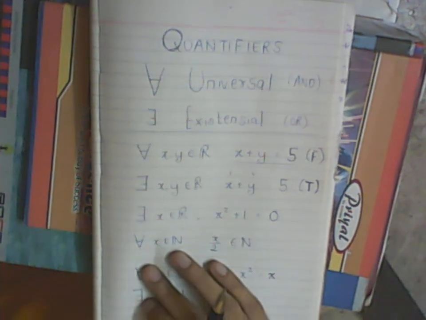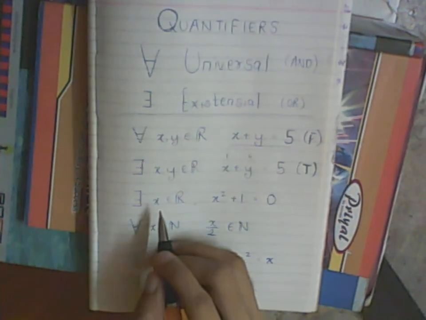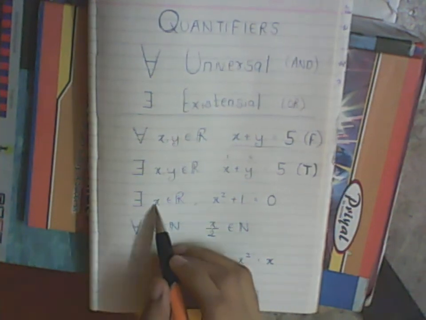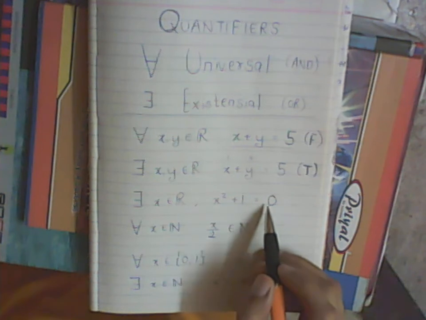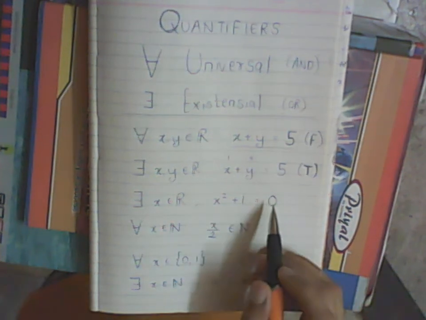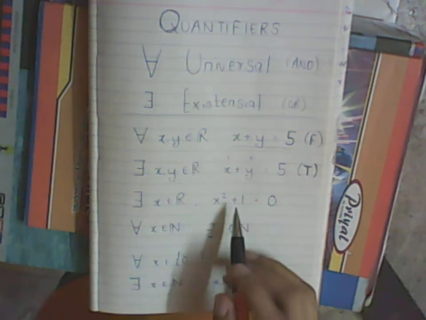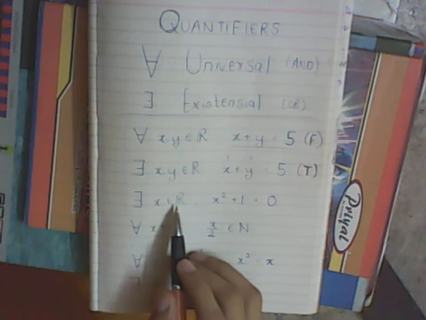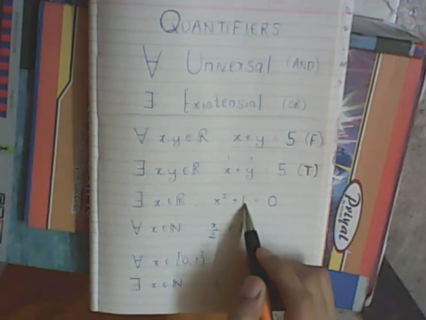Okay, I have more examples. Let's talk about those examples for you. There exists x belonging to real numbers such that x squared plus 1 is equal to 0. Now, this statement is not true because there is no real number for which, if you take the square of that number and add 1 to it, you get 0.